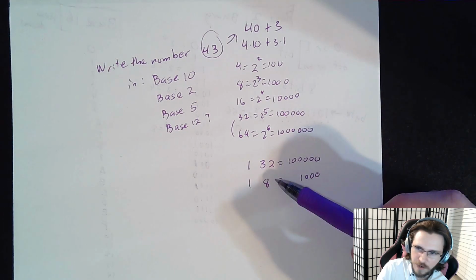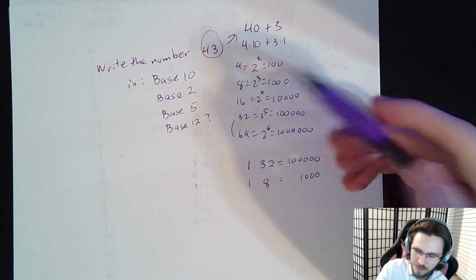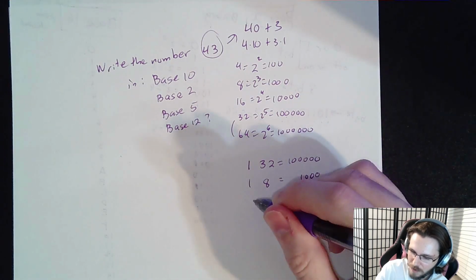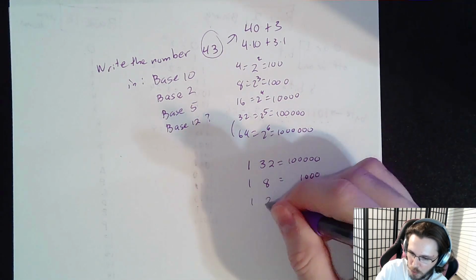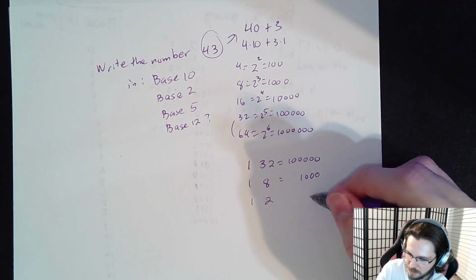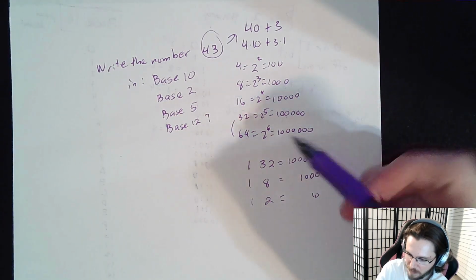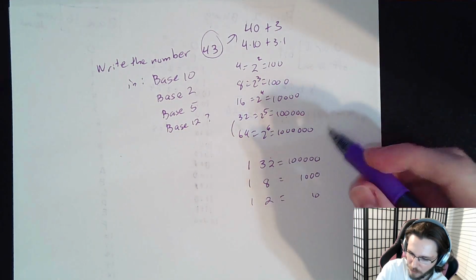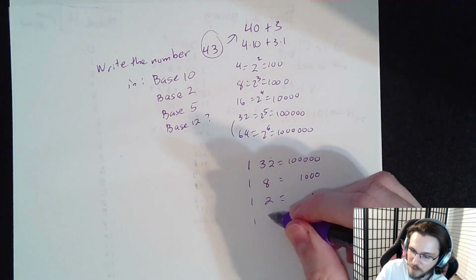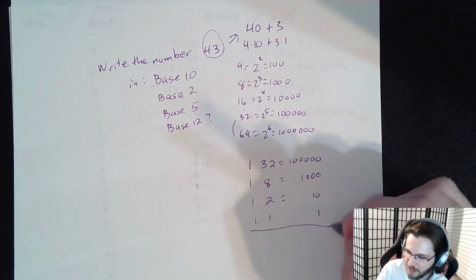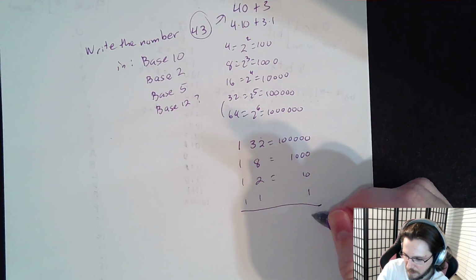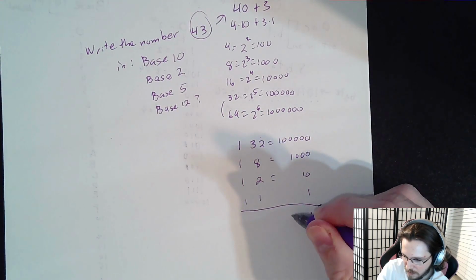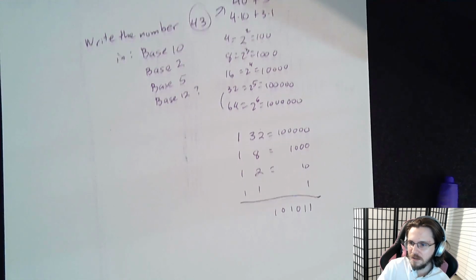That's 40 so far, and I need 3 more. So I can't add a 4. That's still too much. So I can add a single 2. So that's 10. So I'm at 32, and 8 is 40, and then 42, and then actually 1. And that's how we do it. We're going to add it up. We got a 1 there, a 1 there, a 0, a 1, a 0, a 1.